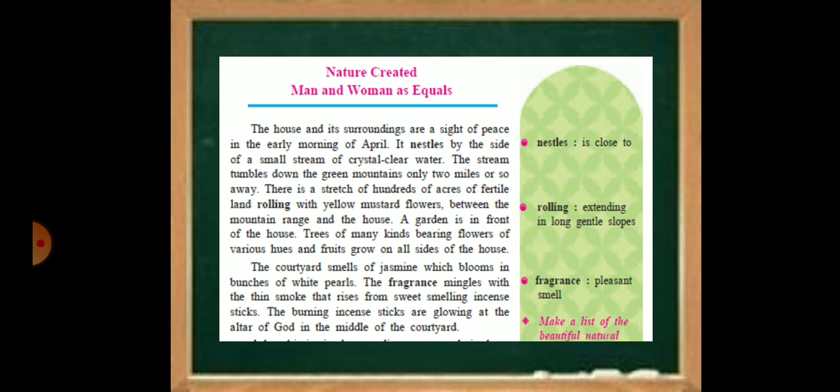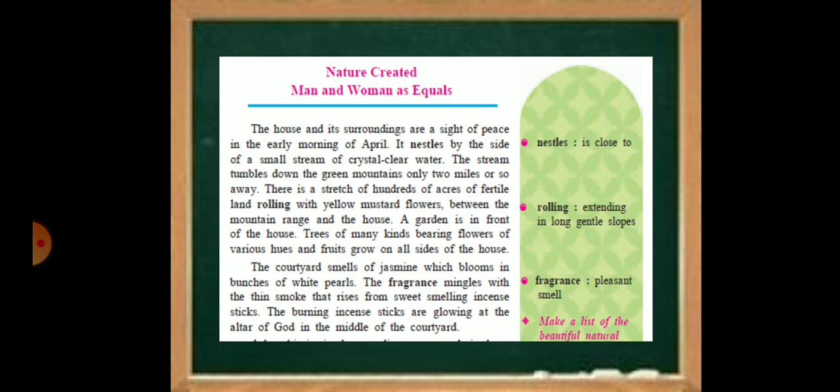So the stream tumbles down the green mountains only 2 miles or so away. There is a stretch of hundreds of acres of fertile land rolling with yellow mustard flowers between the mountain range and the house. Now, see, just bring the image in front of your eyes.